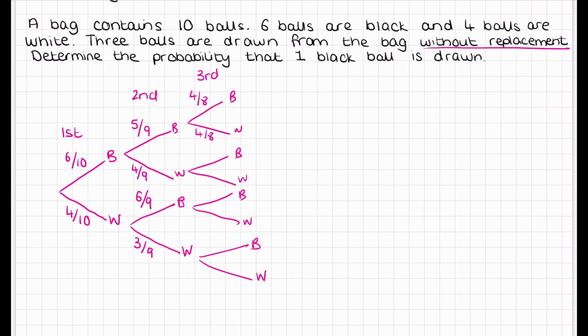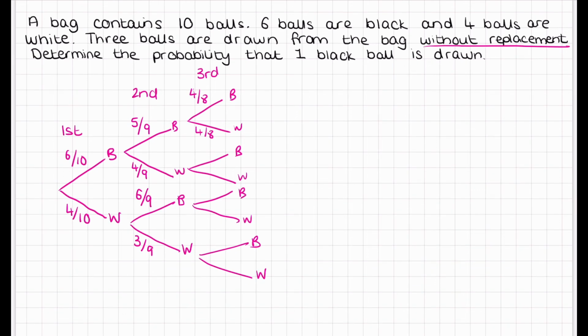The next one down, we have a black, then a white, which means there'll be 1 less of each than what we started with. So it'll be 5 out of 8 and 3 out of 8. The next one we had white, then black, so it'll be the same, 5 out of 8 and 3 out of 8. And the last one, we picked 2 whites out first, which means we'll still have 6 of the black in the bag and we'll now only have 2 whites.